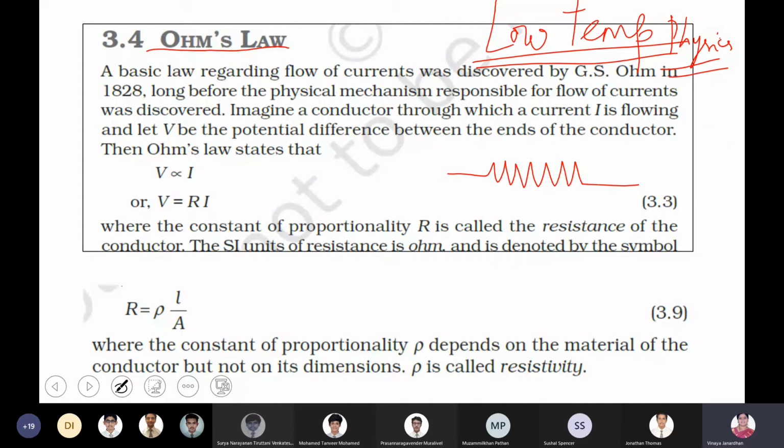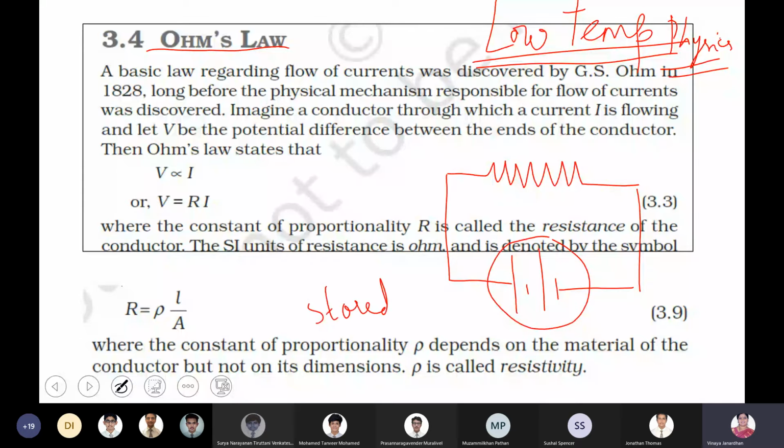Anyway, boys, a conductor is also a resistor. It offers resistance to the flow of charges. Now, if I connect a resistor to a power supply, what does this power supply do? Almost all your cells and batteries have stored chemical energy. Now, this stored chemical energy is going to do work. This energy is going to do work in motivating the electrons to move from one end to the other end.